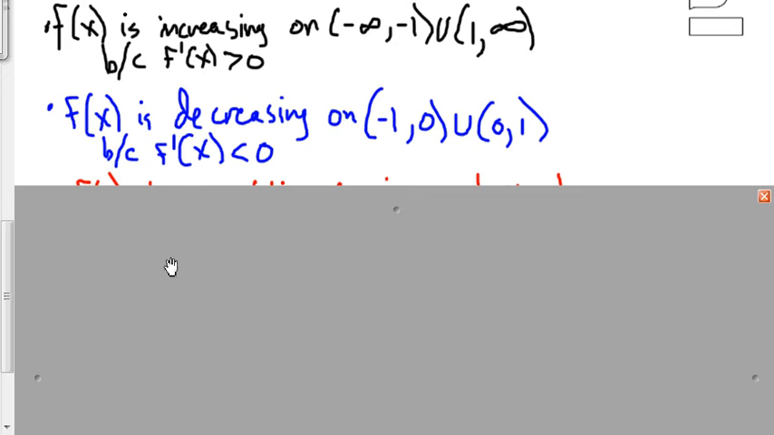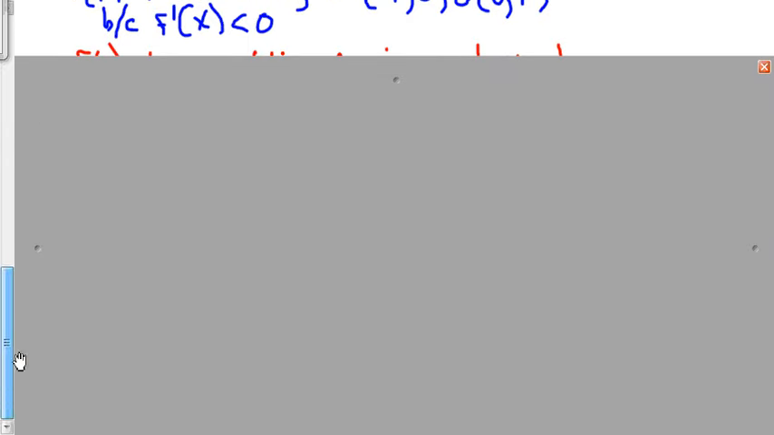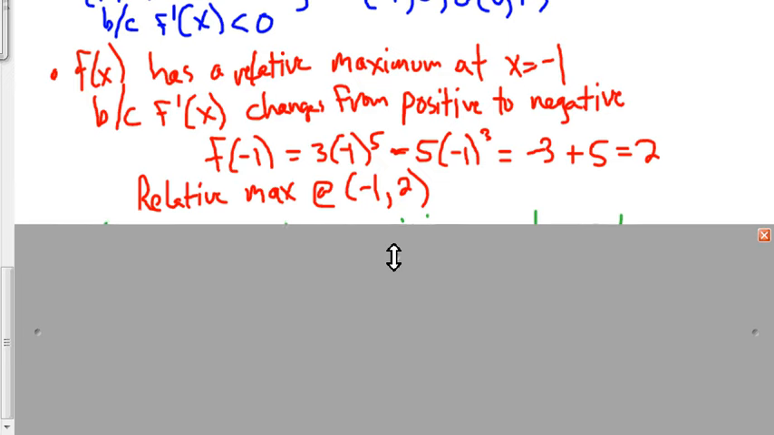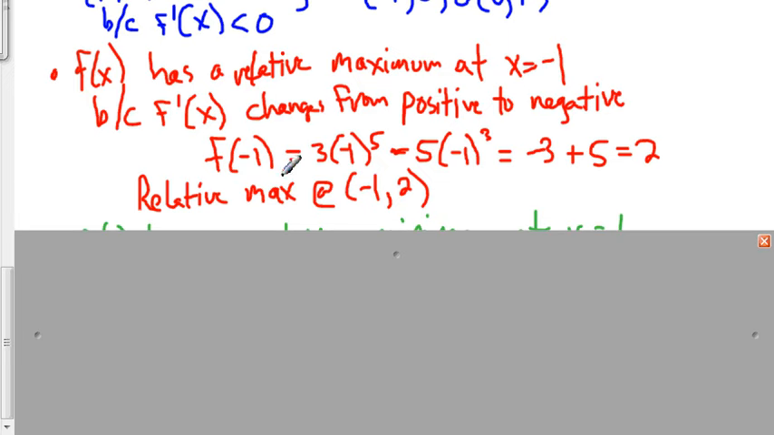The original function is decreasing from negative 1 to 0, and again from 0 to 1, because that's where the derivative is less than 0. And now let's look at relative max and relative min. So I have a relative max at x equals negative 1. Why? Because the derivative changes from positive to negative. And then I can find that relative max because I know it happens at negative 1.